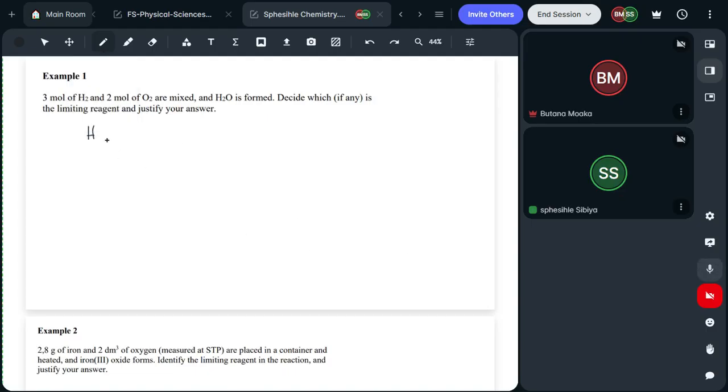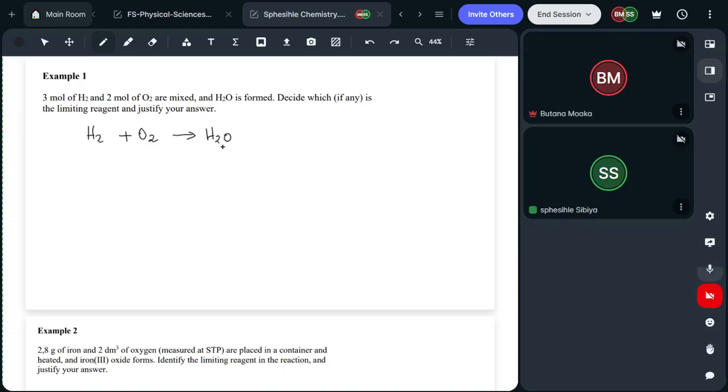Okay, so we have H2. I'm not sure, can you see my writing? Yes, I can. Okay, so we have H2 that reacts with what? With oxygen. This is what we have. And they give us water. They say that water is formed.